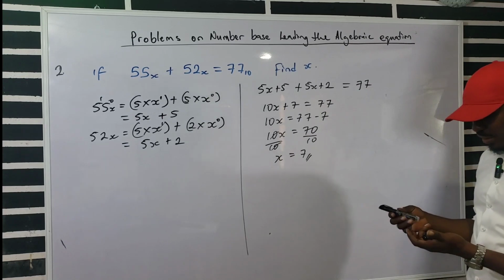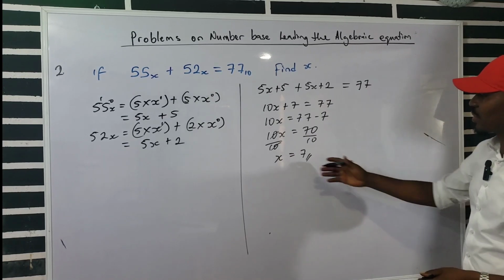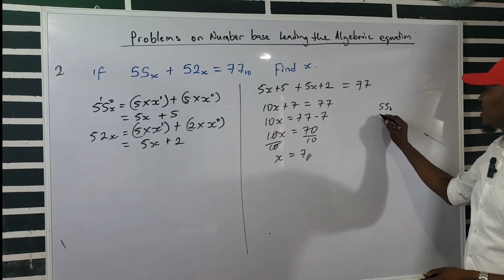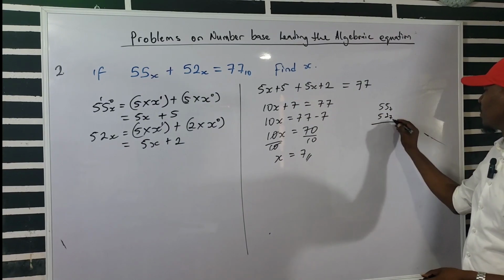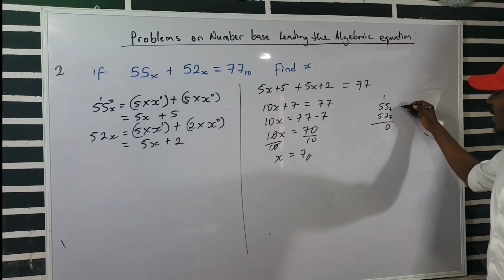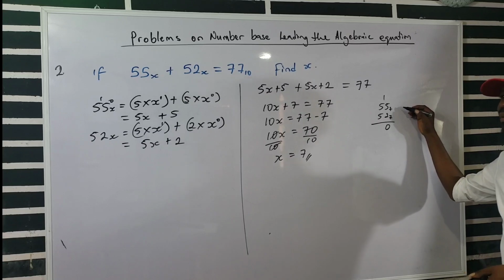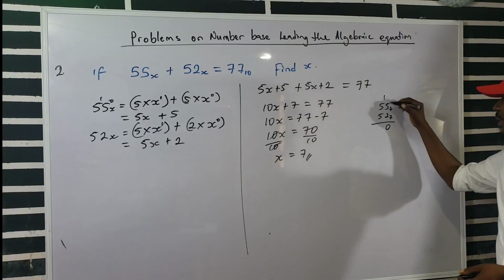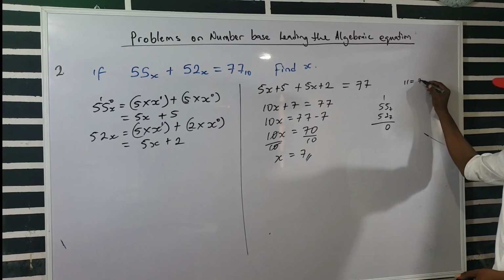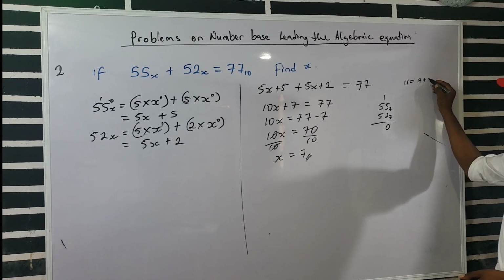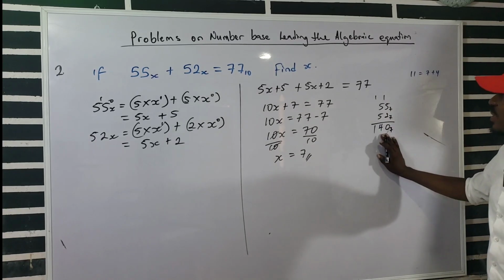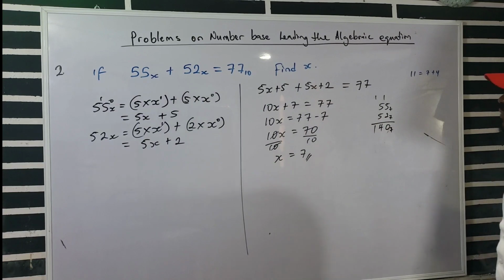It's easy to check our answer and see if it's correct. So you put 7 there. So 55 base 7 plus 52 base 7. So add these two, 0 take 1. So add this one, 11. 11 in base 7, that will give you 7 plus 4. So 1 here, we have 4. So when you convert this base 7 to base 10, you are going to have that 77.